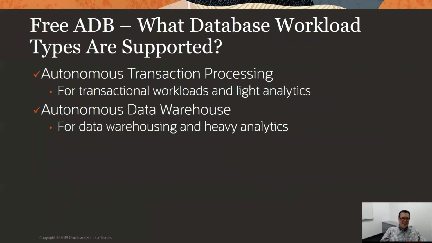Okay. All right. So ATP and ADW are both included in this. Autonomous database comes in 2 flavors. There's a workload type optimized for transaction processing and lightweight analytics. That's ATP. And there's another type that's optimized for heavy analytics and data warehousing. That's autonomous data warehouse. So when we say autonomous database, it actually has two flavors, ATP and ADW, and you can run either of these as an always free.